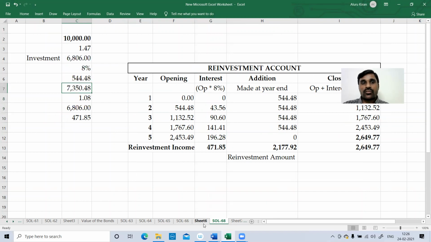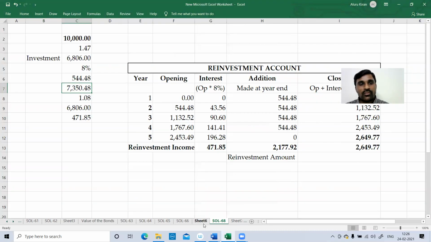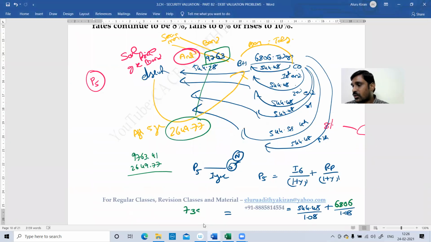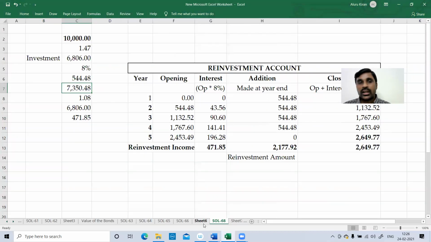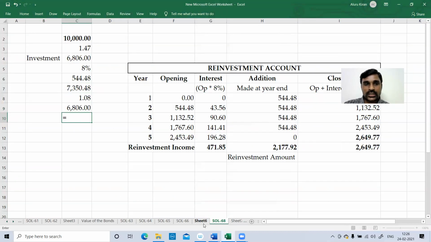So 7,350.48 is the bond price. 7,350.48 divided by 1.08 will be the same 6,806. So 6,806 plus this amount.